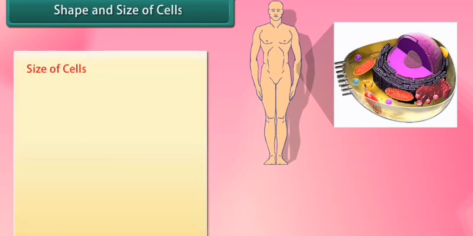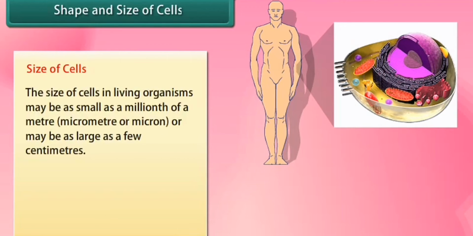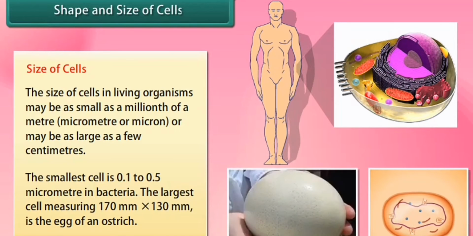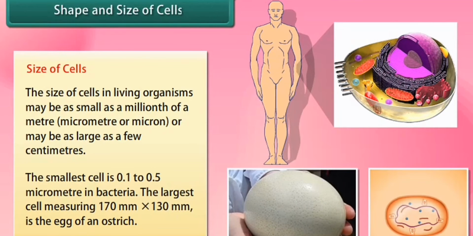Size of cells. The size of cells in living organisms may be as small as a millionth of a meter, micrometer or micron, or may be as large as a few centimeters. The smallest cell is 0.1 to 0.5 micrometer in bacteria. The largest cell, measuring 170 mm by 130 mm, is the egg of an ostrich.